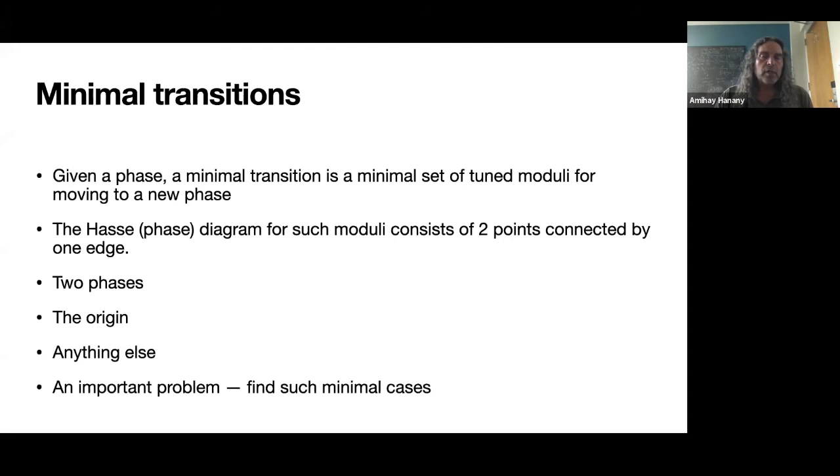Okay, so this calls for a very important problem: to find all such minimal cases. This is a very difficult problem, both in physics and in mathematics. It was partially solved in the work of Kraft and Procesi when they studied the Hasse diagrams for nilpotent cones. They showed that minimal transitions are of type ADE for classical algebras, together with a few more cases, which are minimal orbits of B and C algebras. Any questions about this point?